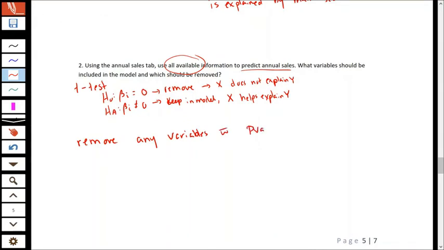with the p-value greater than 5%. And so in this case, that is the inventory variable and the number of competing stores. And so we would keep the rest, and we would keep the intercept even though the intercept failed that test.